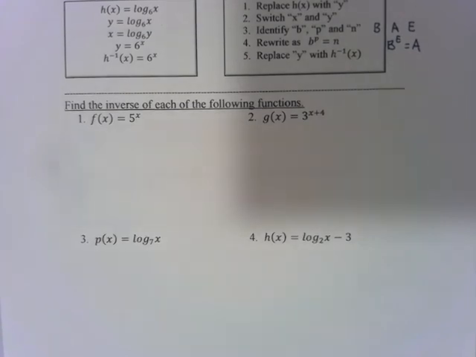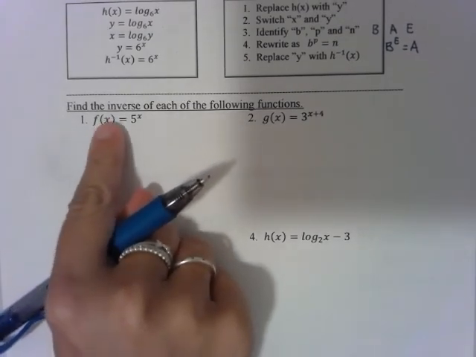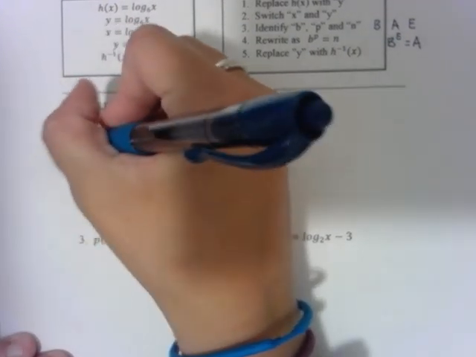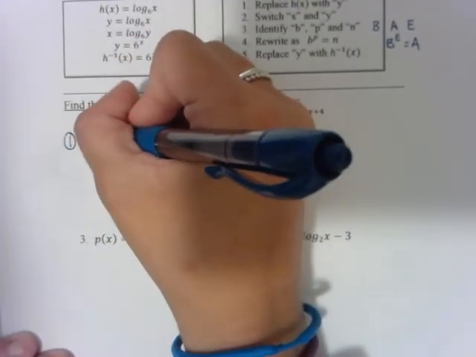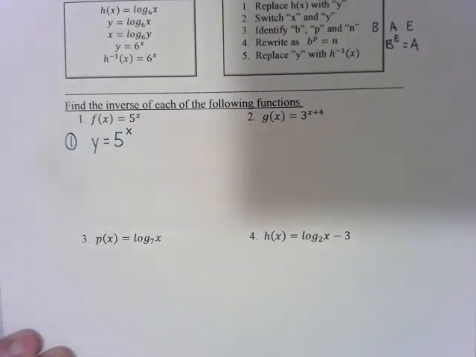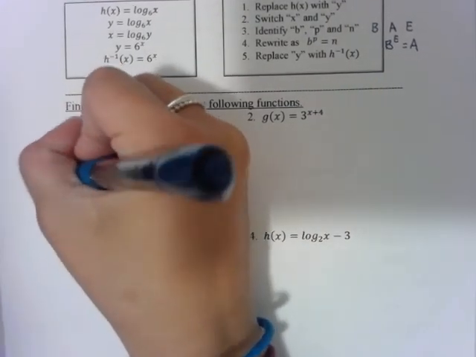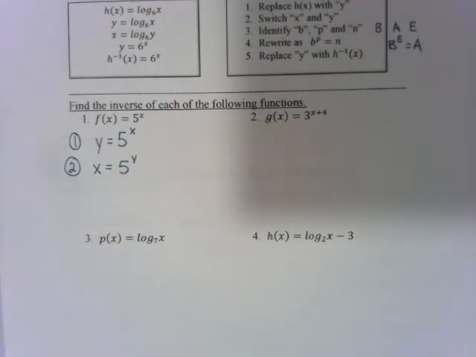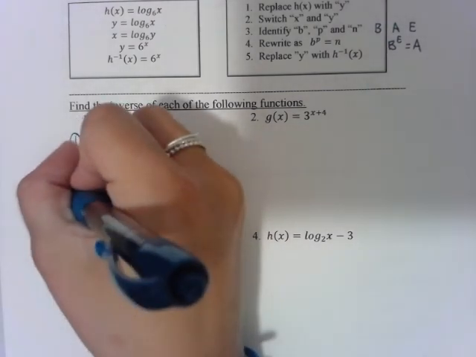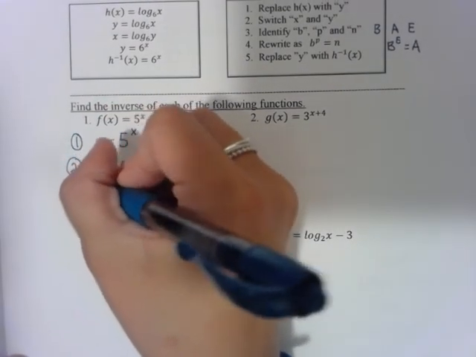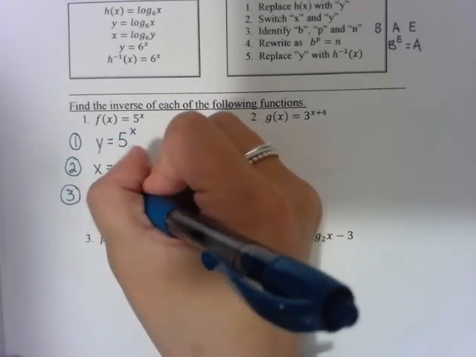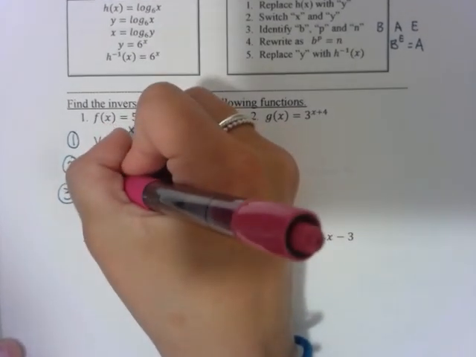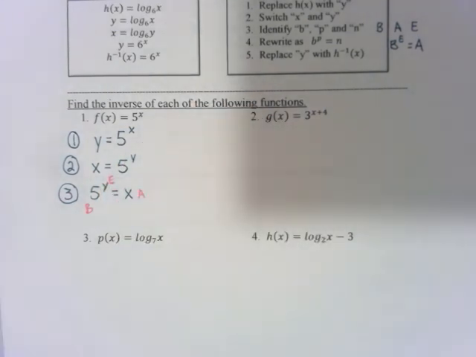So to find the inverse of an exponential function, the first thing that I need to do is replace f of x with y. So step 1, y equals 5 to the x power. Step 2 is to switch x and y. Now, if you need to rewrite this, you guys are welcome to. So I like to rewrite it and just flip what side of the equal marks we're on. So 5 to the y power equals x, and I'm going to identify my base, my exponent, and then the amount that I have.